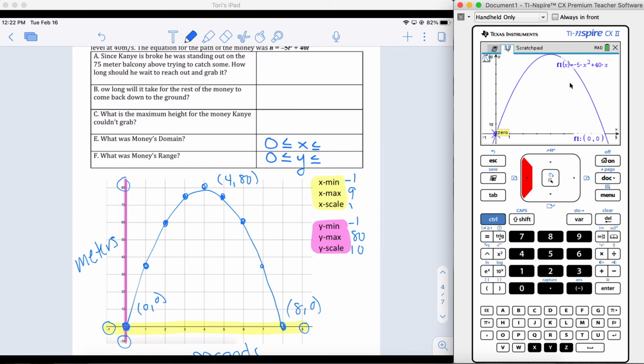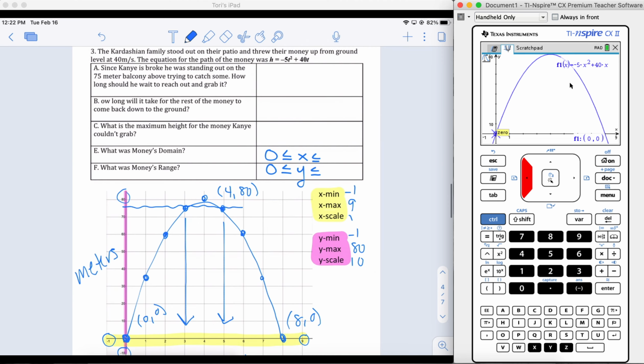So, since Kanye's broke, he was standing out on the 75-meter balcony trying to catch some. How long should he wait to reach out and grab it? All right, so if he's at 75, that's right here. How long should he wait to grab it? So when is the money going to be at 75? So he could grab it at 3 seconds, or he could grab it at 5 seconds. I would take either option, 3 or 5 seconds.